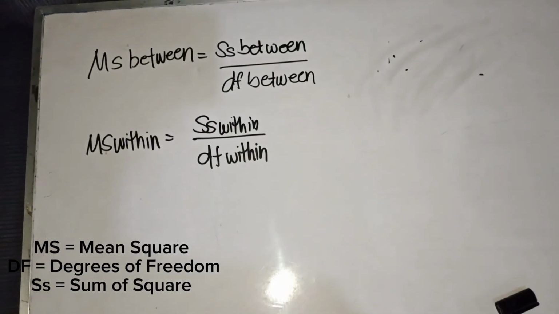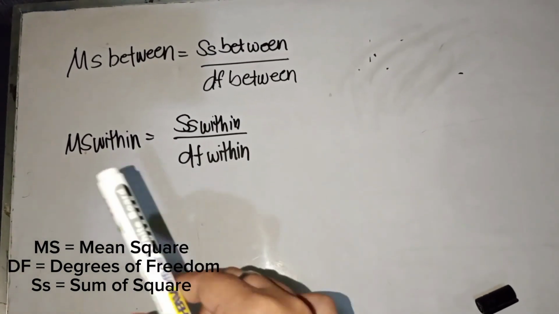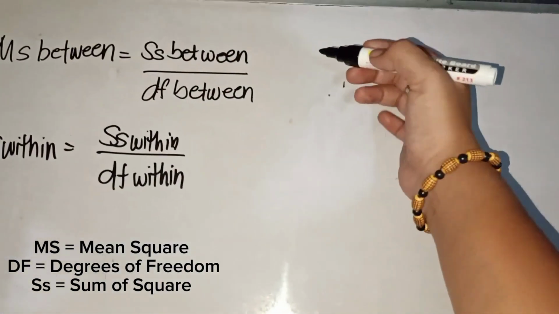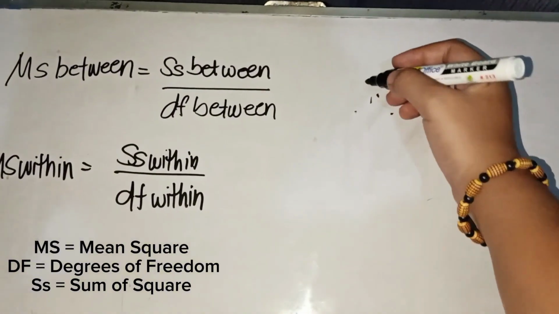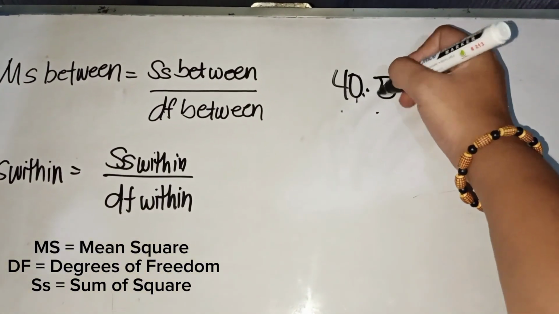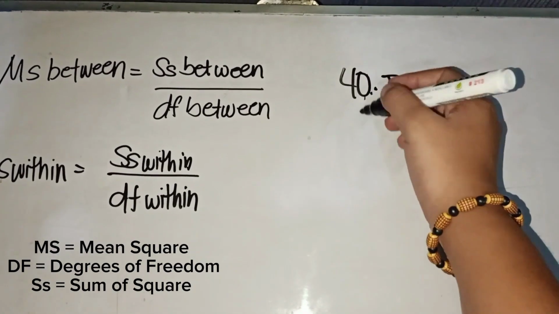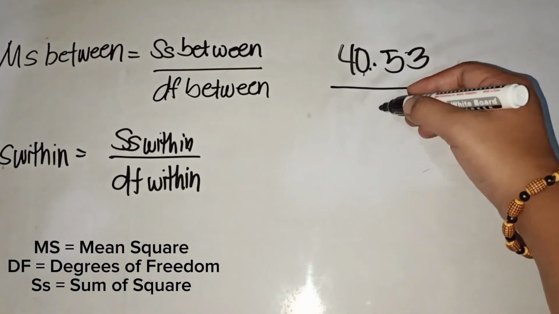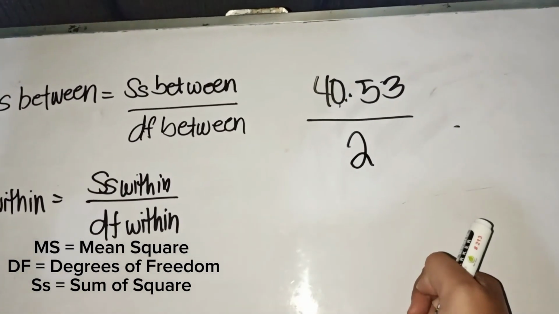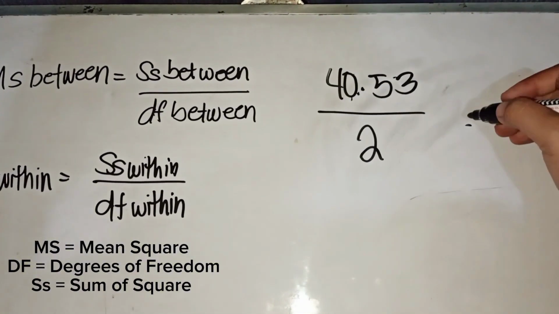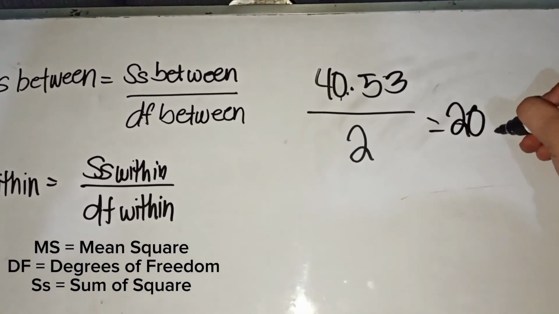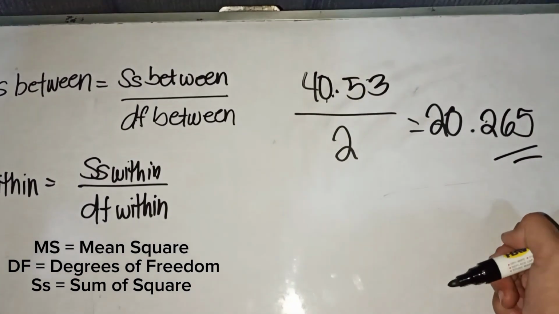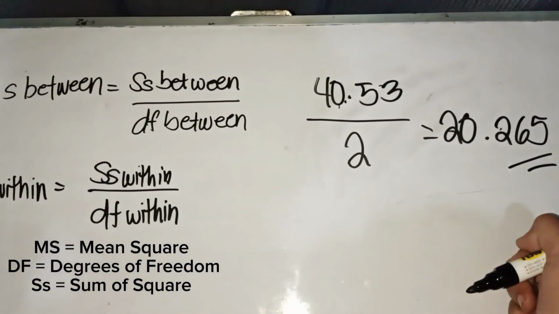So, mao na ang formula sa MS between. MS between equals SS between divided by DF between. So, unsa ni ang SS between, diba? 40.53 man ni. Then, divide sa DF between. Itong DF kay 2 raman. So, 40.53 divided by 2 equals 20.265. So, mao na ang atong MS between.